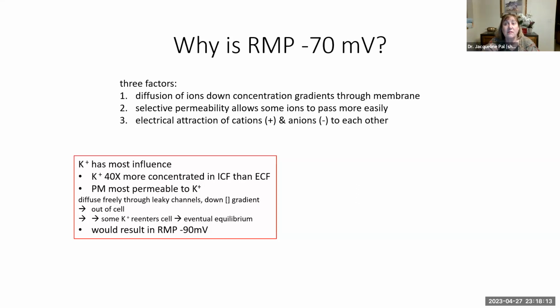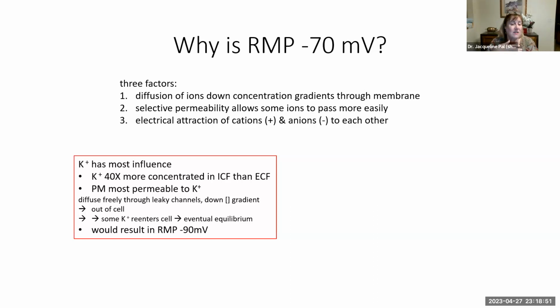The one that has the most influence, surprisingly, is potassium. It is 40 times the concentration inside the cell as it is outside the cell. And of the 3 different ions we're talking about, the plasma membrane is most permeable to potassium, so it diffuses through. Do you remember when I talked earlier about leakage channels that open and close, and they can be open most of the time? Well, there are a lot of leakage potassium channels. So it's easy for it to move down its gradient and go outside the cell.